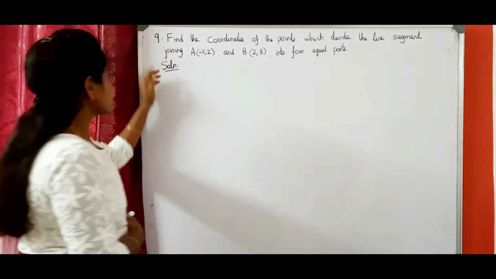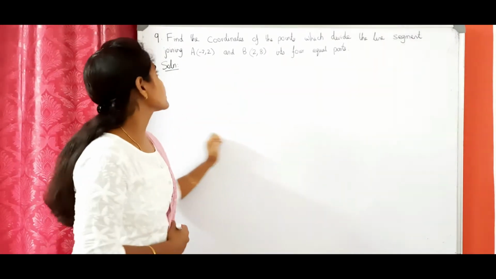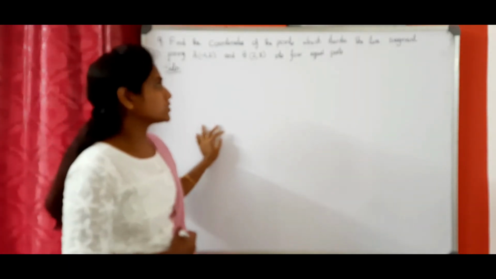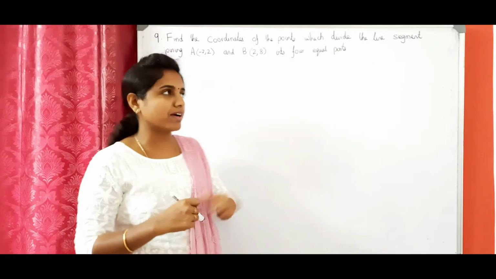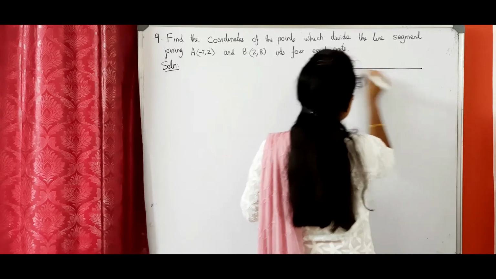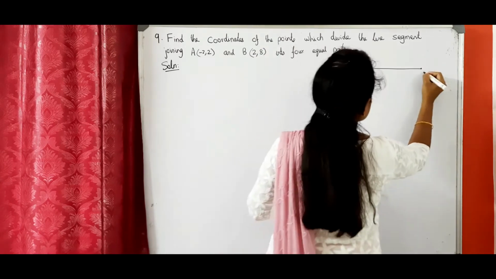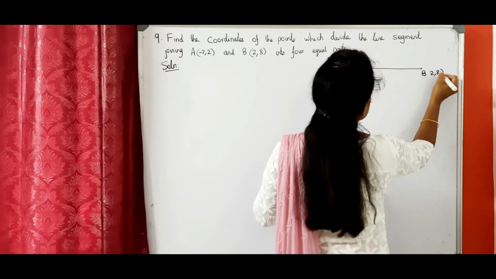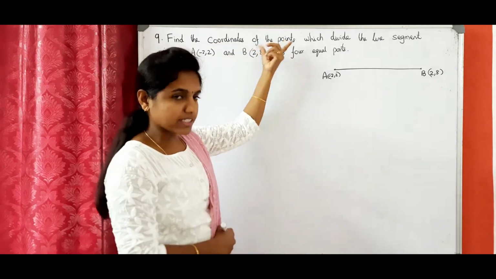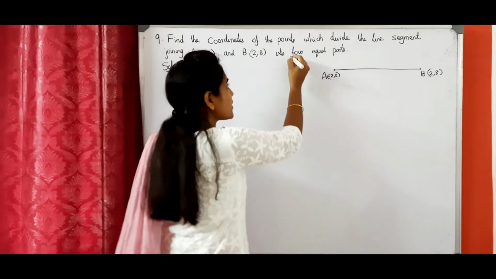Now we can see the ninth problem. Find the coordinates of the points which divide the line segment joining A(-2, 2) and B(2, 8) into 4 equal parts. They have given 2 points. The first point is A(-2, 2) and the second is B(2, 8), and we need to find the coordinate points which divide this AB into 4 equal parts.